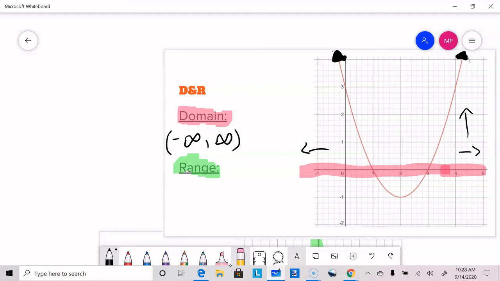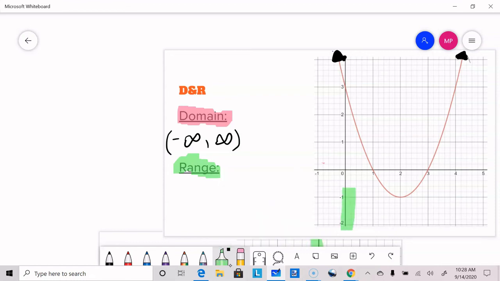Now with the range of this graph, remember that's our y values, that's going up and down. So we'll highlight our y values. We'll look for the lowest part of this graph first. So we'll follow along the graph and it looks like it's right about here. And now what we'll do is draw a line over from that point to the y-axis to figure out what our lowest y value is. And if we look at it, it's -1.